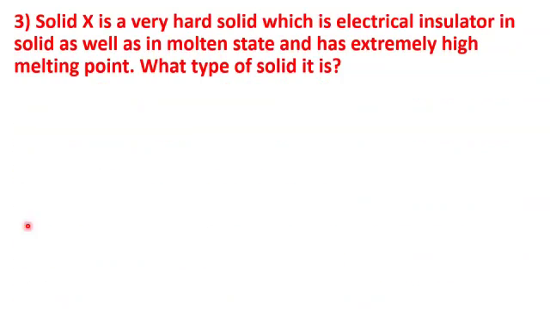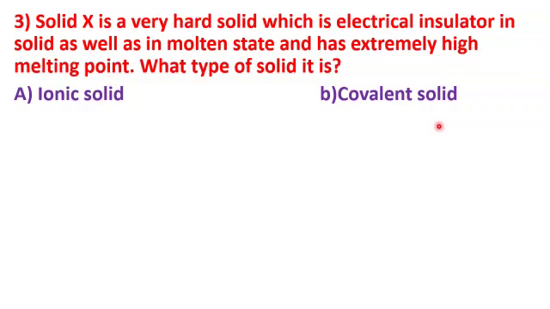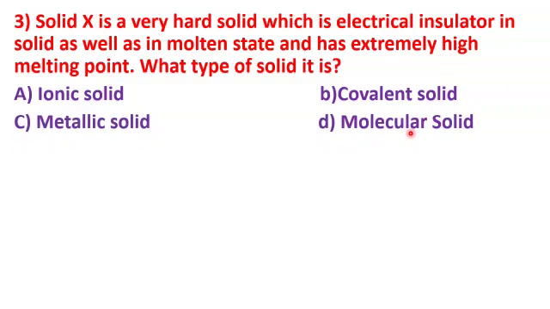Third question. Solid X is a very hard solid. It is an electrical insulator in solid as well as in molten state and has a very high melting point. What type of solid is it? So they have given a solid, let it be X, and the properties are it is very hard, it is an electrical insulator in solid as well as molten state and has a high melting point. Options A. Ionic solid, B. Covalent solids, C. Metallic solids, and D. Molecular solid. So here you have to consider the properties of each type of solid.